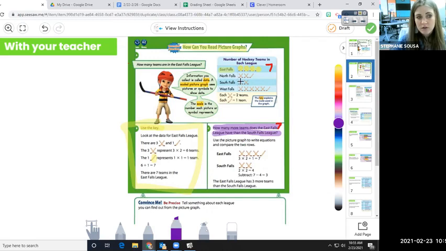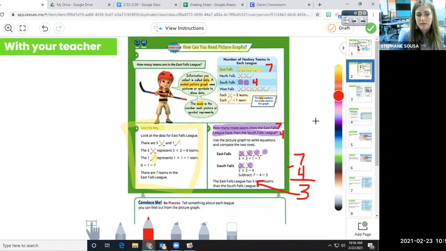Let's count. There are 2, 4. So the South Falls League has 4. And I know that again, it's showing me East Falls is 3 times 2 plus 1. South Falls is 2 times 2, which was 4. Okay? So now we subtract. The East Falls League has 3 more teams than the South Falls League because 7 subtract 4 gives us 3. So that's where that answer came from. Okay, you with me?